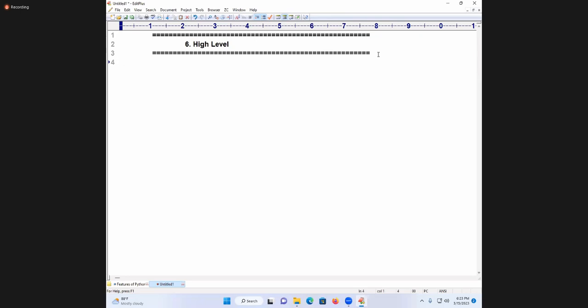Coming to the point of it, as far as this discussion is concerned, in IT we have two types of languages available. One is low level programming languages, and the second one is high level programming language.